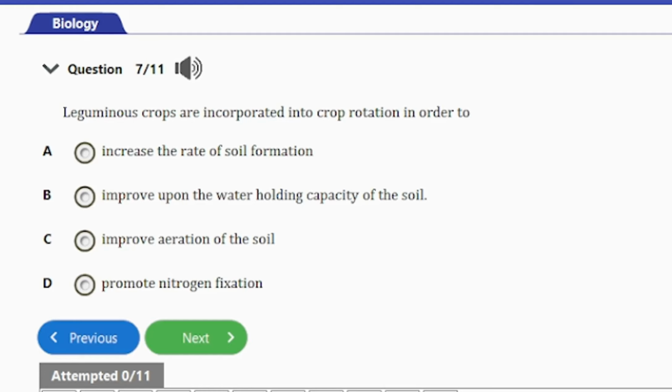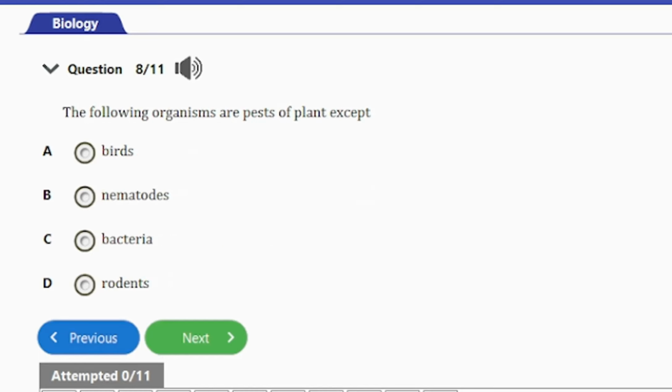Question number 7. It says, leguminous crops are incorporated into crop rotation in order to A. increase the rate of soil formation, B. improve upon the water holding capacity of the soil, C. improve aeration of the soil, D. promote nitrogen fixation. So guys, the answer to this question is option D here, and that's to promote nitrogen fixation. So let's consider the next question, guys.